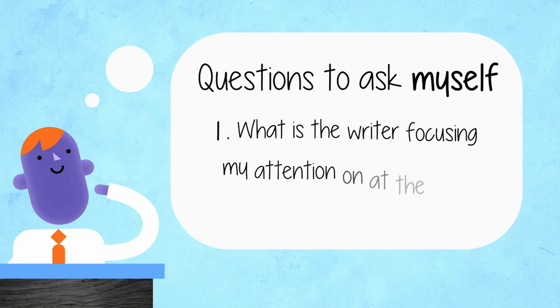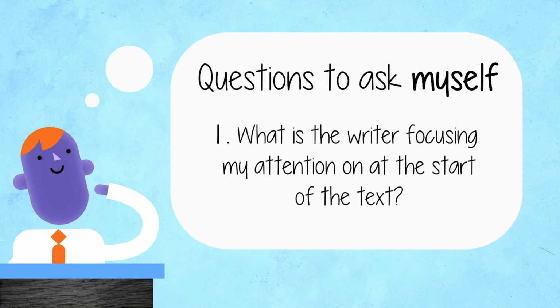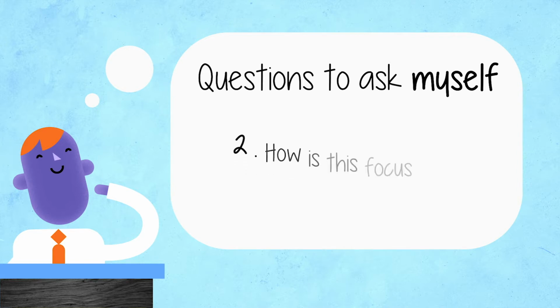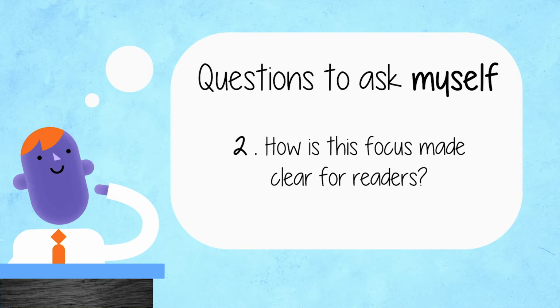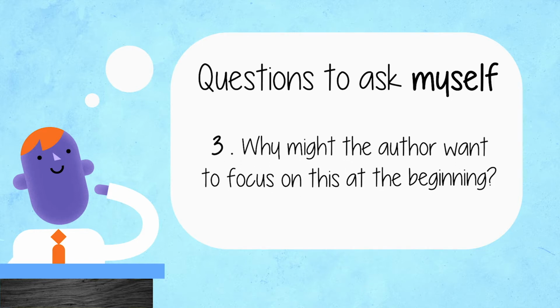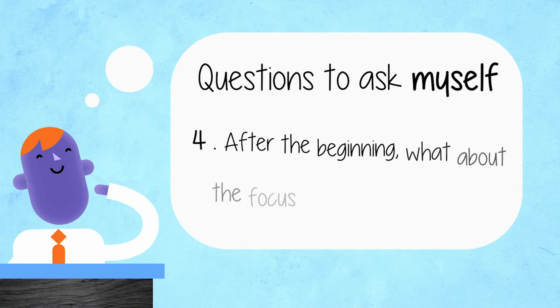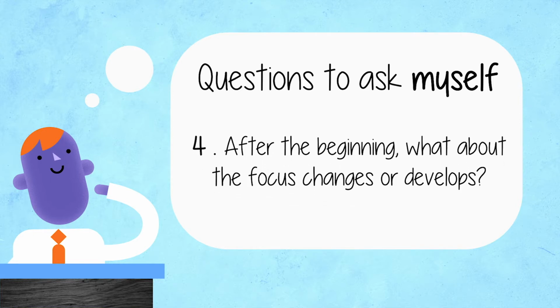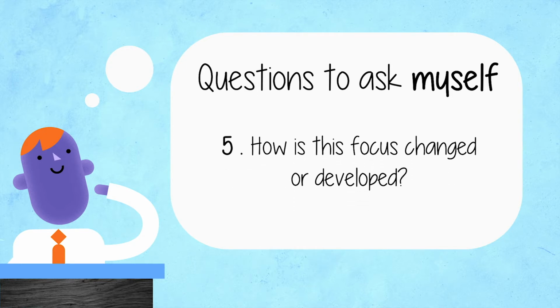Number 1. What is the writer focusing my attention on at the start? Number 2. How is this focus made clear for the readers? Number 3. Why might the author want to focus on this at the beginning? Number 4. After the beginning, what about the focus changes or develops? Number 5. How is this focus changed or developed?